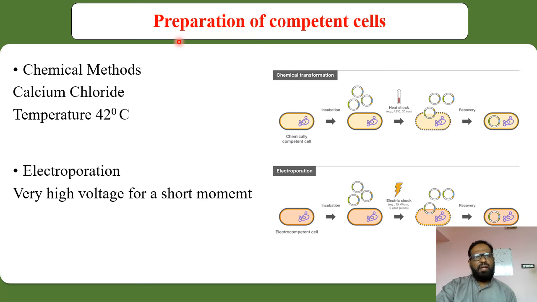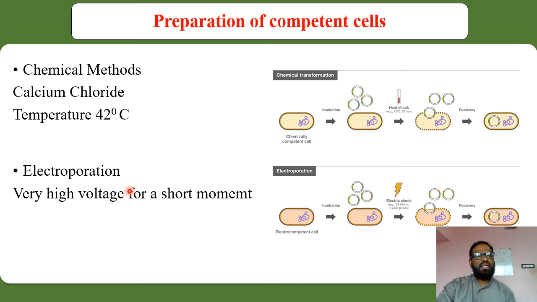The transformation is very inefficient in the case of E. coli. That's why we have to convert that inefficient transformation into efficient transformation. That particular process is called the preparation of the competent cell. We are going to help the process of transformation. In order to do that, we have to insert the vector along with the recombinant DNA into this bacteria.